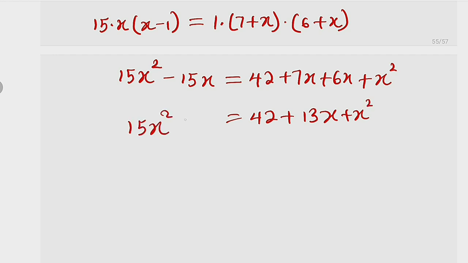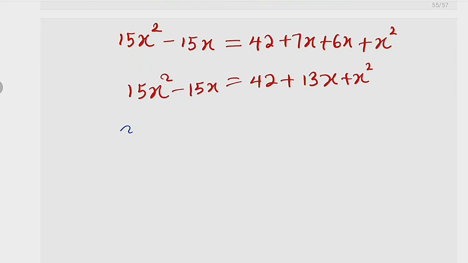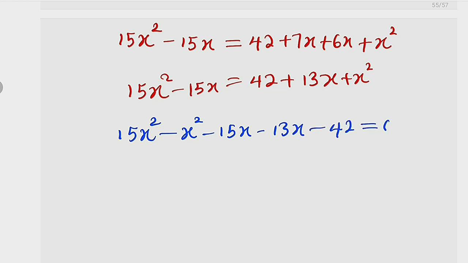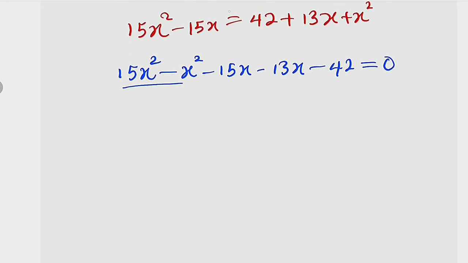and to the left we still have 15X squared minus 15X. Let us take all terms to the left hand side. Already we have 15X squared here. As this one crosses over, it becomes negative X squared, and we have negative 15X to the left. As this crosses over, it becomes negative 13X. Then we have 42. As it crosses over, it becomes negative as well, and this is equal to 0. 15 minus 1 is 14X squared. Negative 15 negative 13 is negative 28X. Then we have minus 42. This is equal to 0.